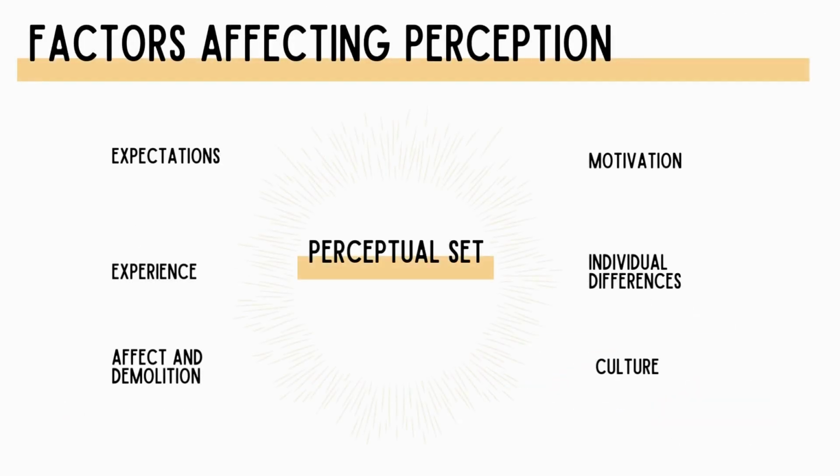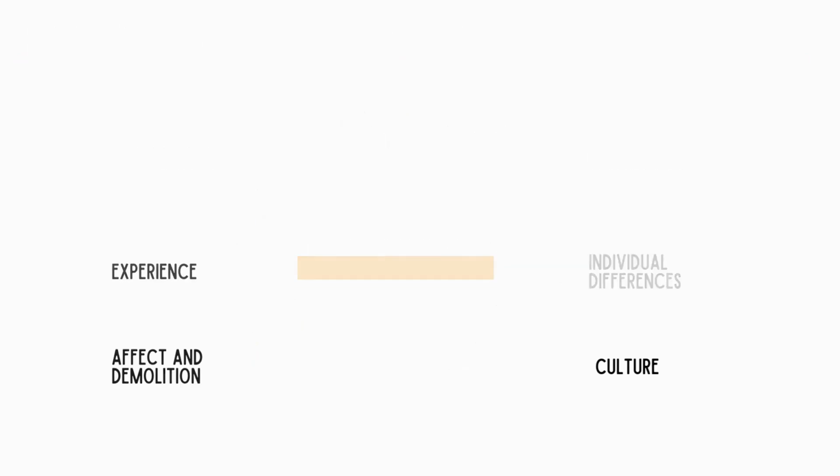A perceptual set refers to a predisposition to perceive things in a certain way. In other words, we often tend to notice only certain aspects of an object or situation while ignoring other details. Factors affecting perception are expectations, experience, affect and emotion, motivation, individual differences, and culture.